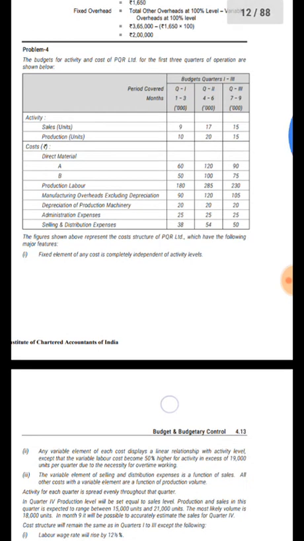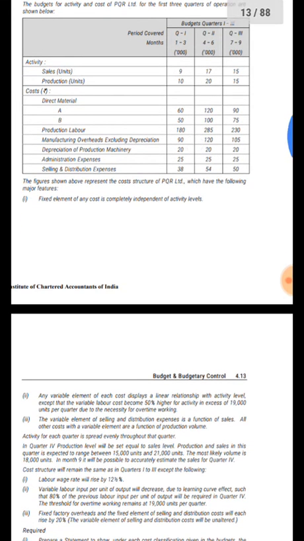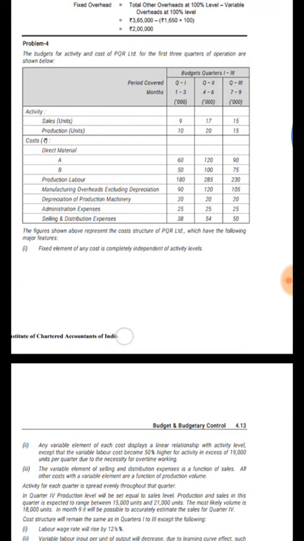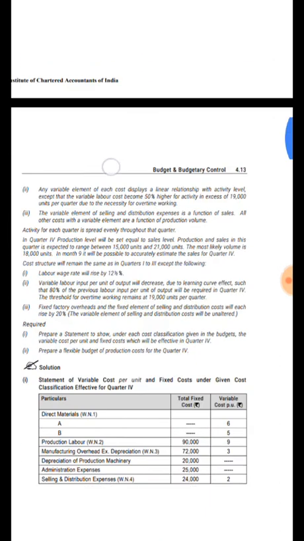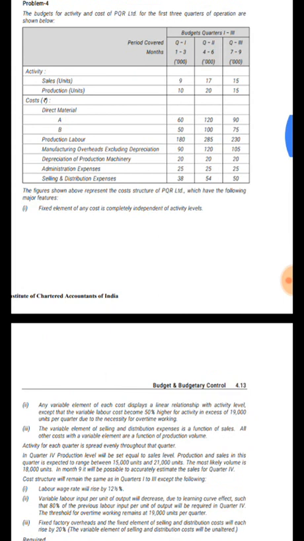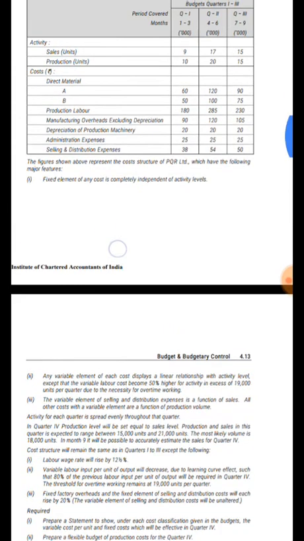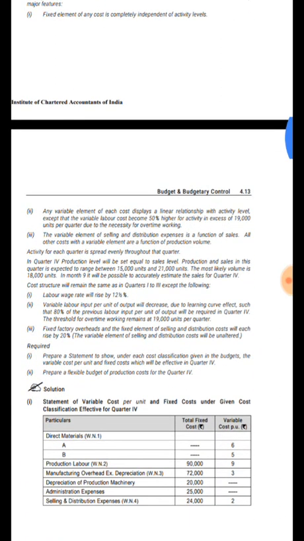So in the second quarter only we are producing 20,000, so here only this point may get applicable. So the variable element of selling and distribution expense is a function of sales. All other costs with a variable element are a function of production volume. Okay, selling and distribution expenses, this last element is a function of sales, and other things are a function of production. So based on that, it's going to vary.